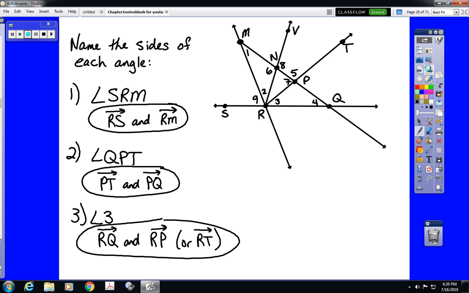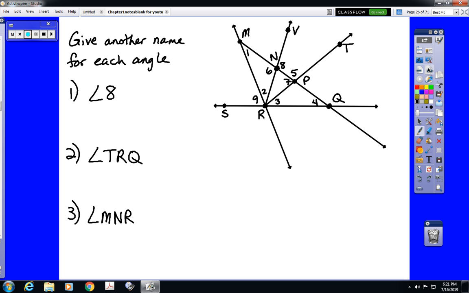Finally, the last type of question we might see for this kind of picture would be give another name for each angle. So, in this case, angle 8. If we wanted to give another name for angle 8, we would want to use the 3-point method. So we could call it, say, angle VNP would work, because N is the vertex. VNP. You could also call it VNQ. You could call it QNV. There's, again, a bunch of different answers that would work.